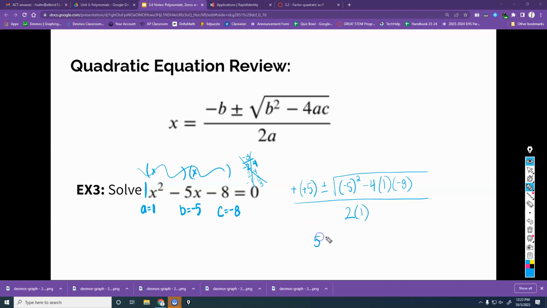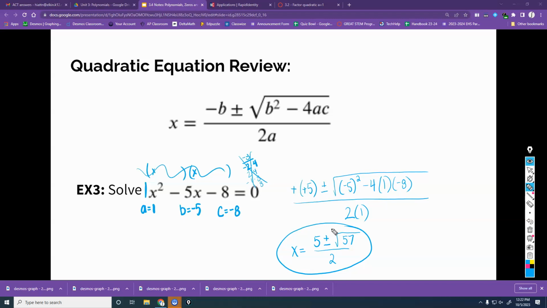So this is going to be 5 plus or minus. You can do that part in your calculator. -5 squared is 25. 25 plus 32 is what you're going to get. Oh, wait. We're going to get 57 underneath that square root, all over 2. Right there. So our solutions are 5 plus the square root of 57 over 2 and 5 minus the square root of 57 over 2. It's actually two different solutions. One of them with the positive, one of them with the negative.